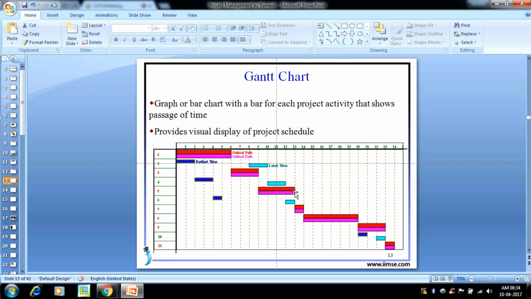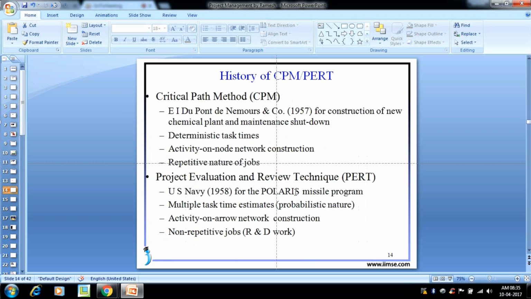See here, it is a graph or bar chart with a bar for each project activity that shows the passage of time. Here we have numbers 1, 2, 3, 4, which indicate the days: first day, second day, third day. That means how many days the first task will take, the second task, the third task, the fourth task. And when we should start: after completing the first task only should we start the second, or sometimes a little bit earlier or later. Based on the situation, we should give the relations. This is a Gantt chart.